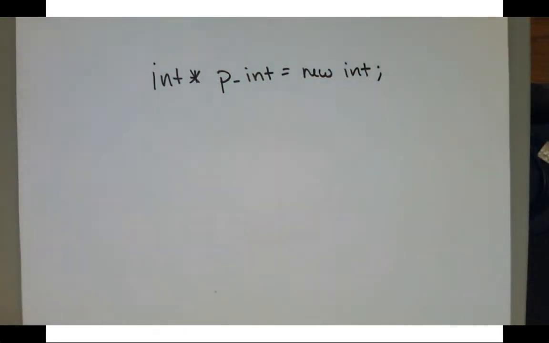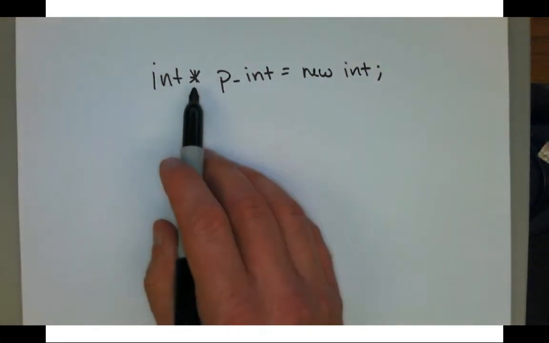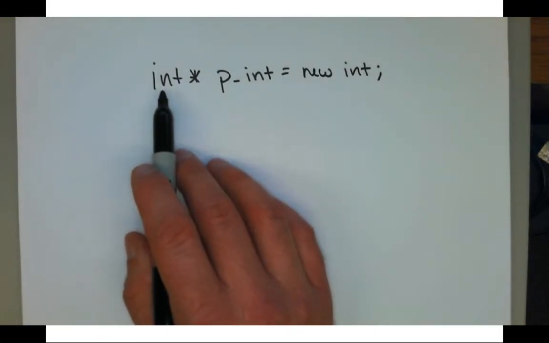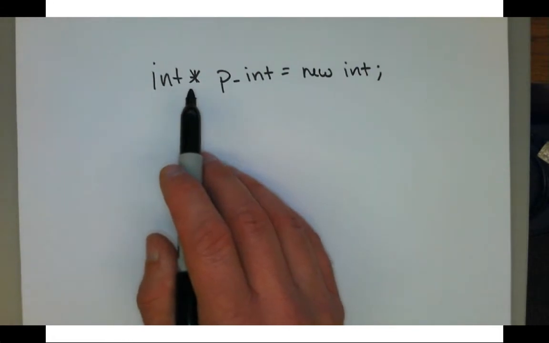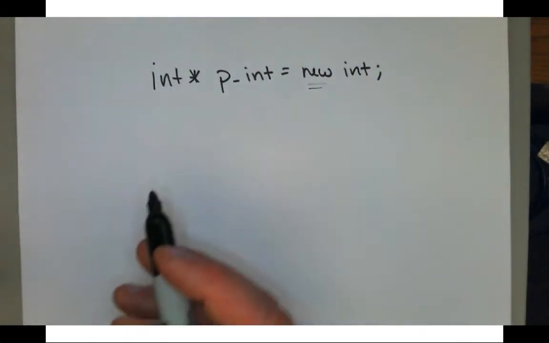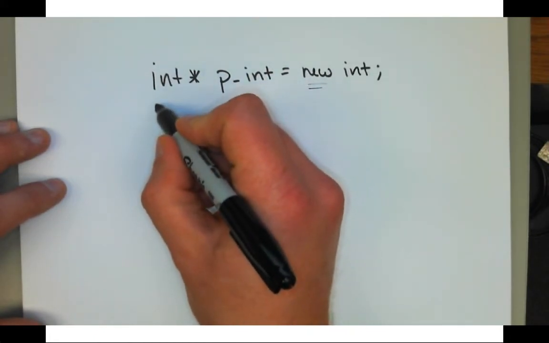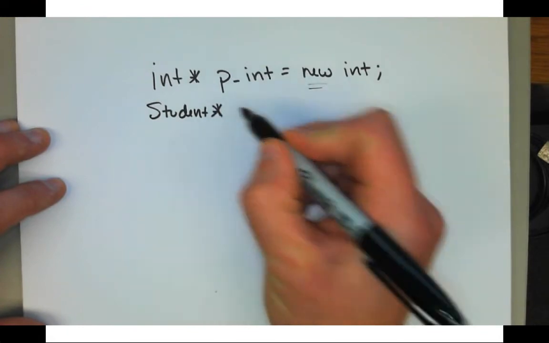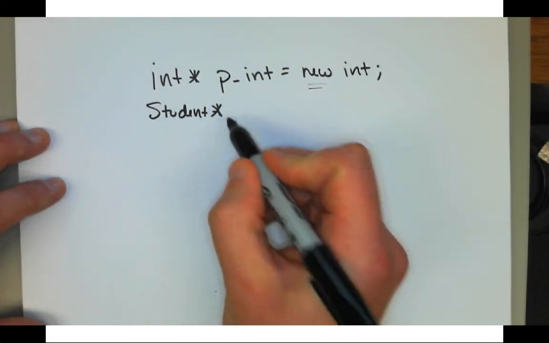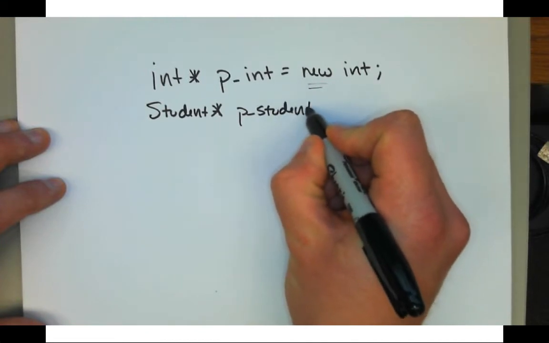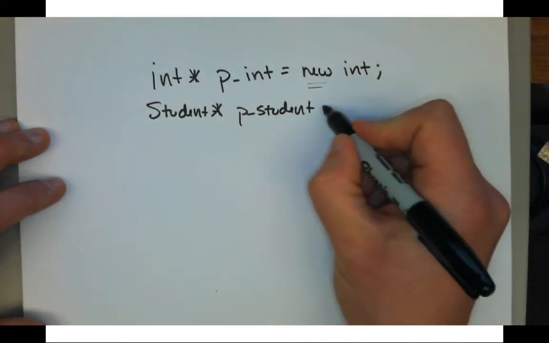Okay, what does this do? This creates a pointer. That's what the star means in C++, to an int. And it also creates a brand new integer on the heap, right, using the keyword new. I could do this with any type, so let's pretend I had a student type. If I wanted a student pointer, I'd say student star. And then pstudent is the name of the pointer.